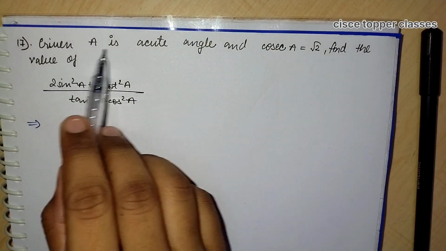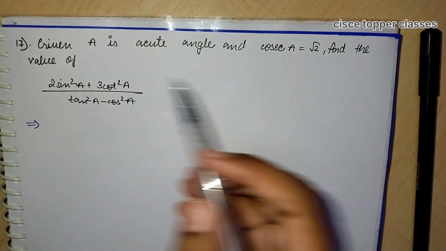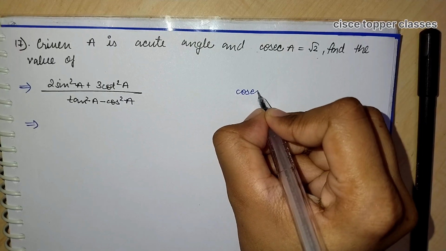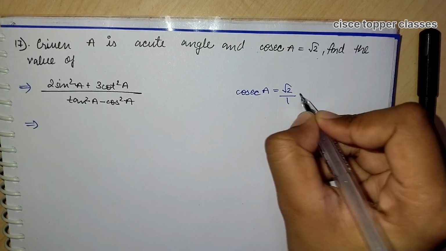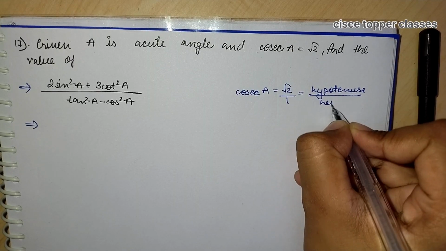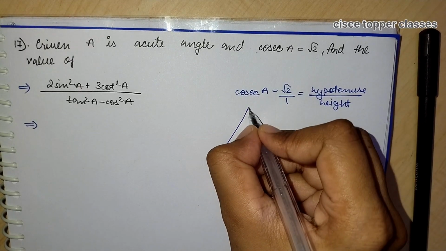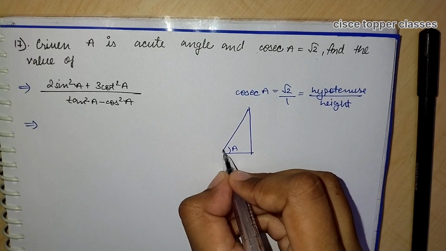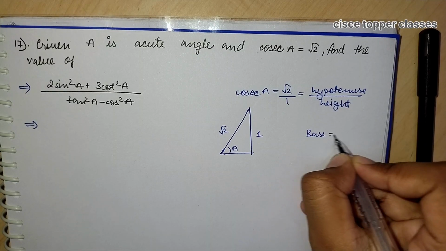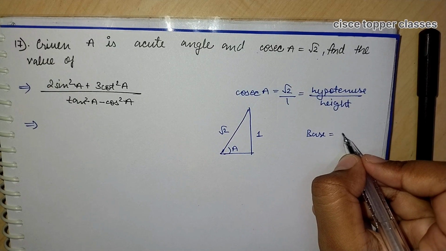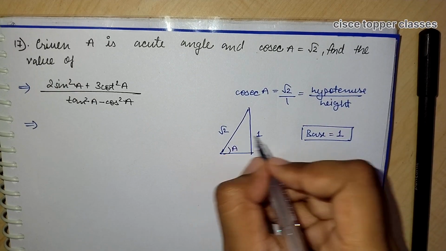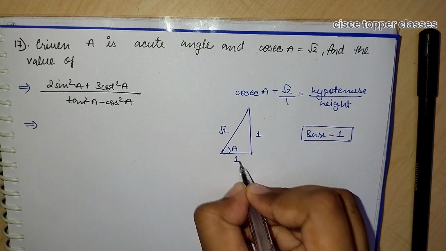Solve 17 question. Given A is an acute angle and cosec A is given to us. Find the value of this here. So for finding this, we can firstly write cosec A. Let this as under root 2 by 1, which will be hypotenuse by height. From there we can let a triangle here. This be the triangle here and this is the angle A. So from that we can write this hypotenuse is under root 2, height is 1. Means base we can write it as 2 minus 1, which will be 1. So base is 1. If we square it, it will be 2 minus 1 and 1. So base is also 1.